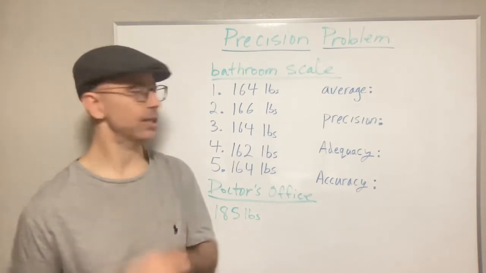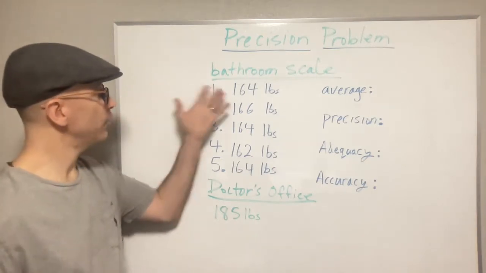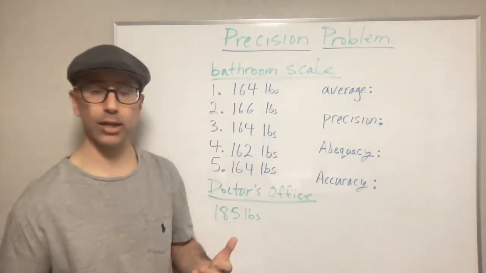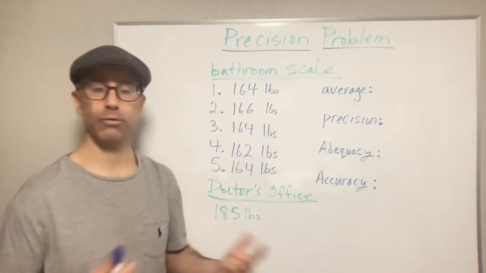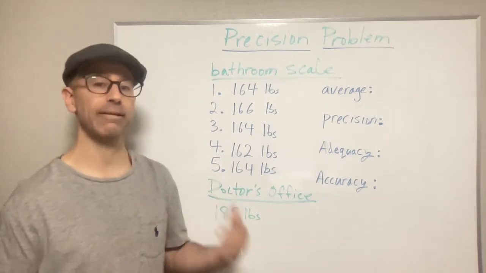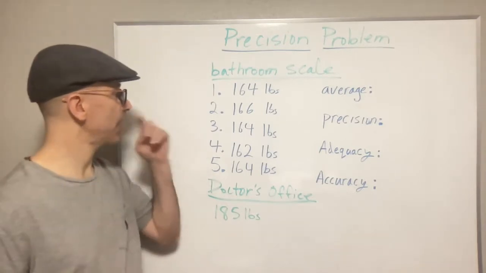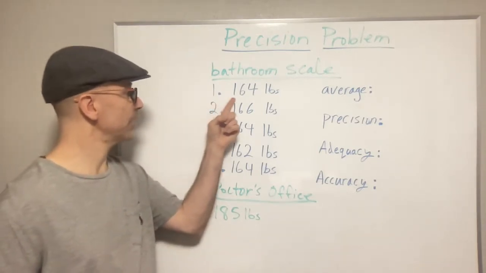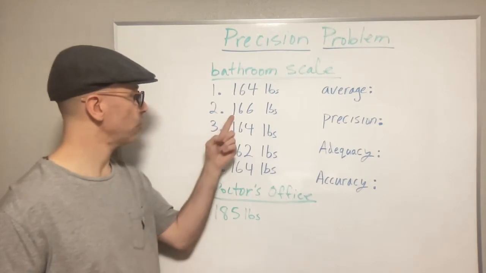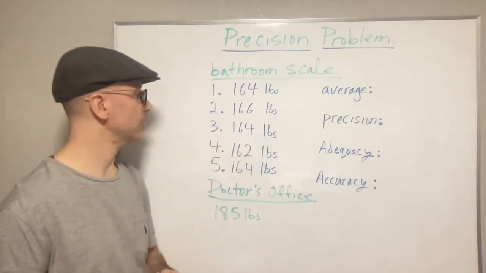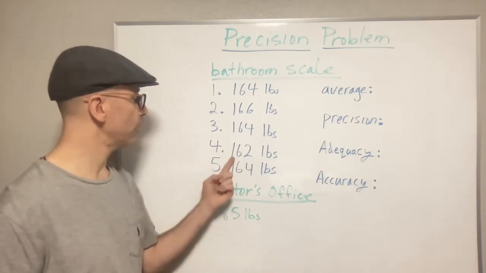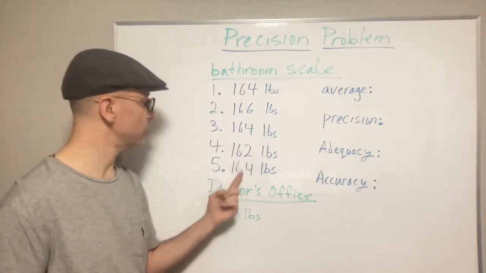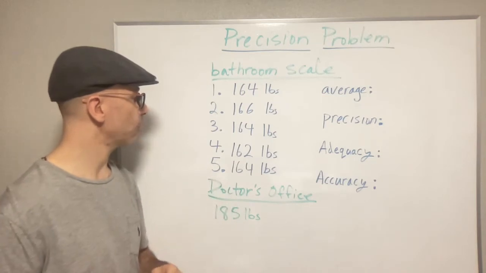So let's get into this. So you have a bathroom scale. This is like a scale at home that you would use, and you step on and off of it several times, and you get different readings. So, for example, your first reading is 164 pounds. Your second reading is 166. Third is 164. Then another 162, and then 164.